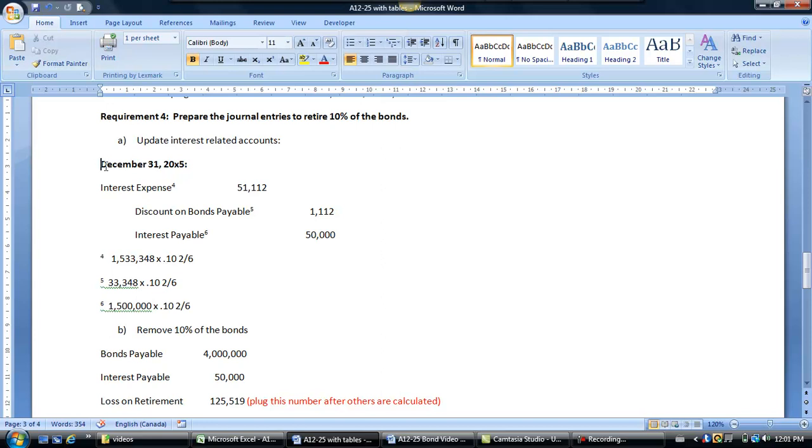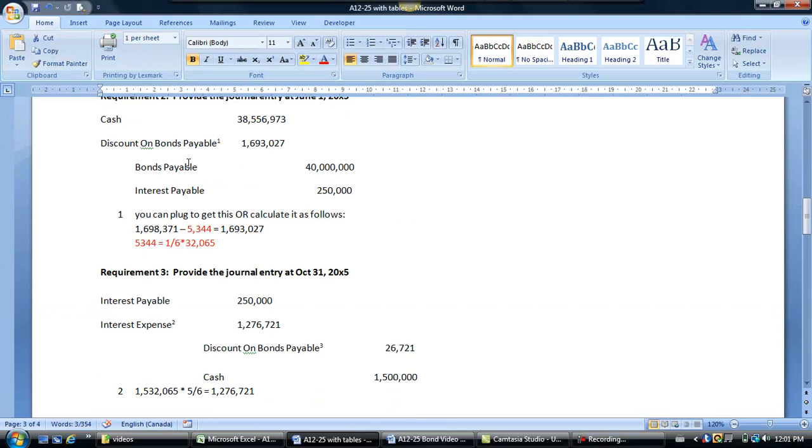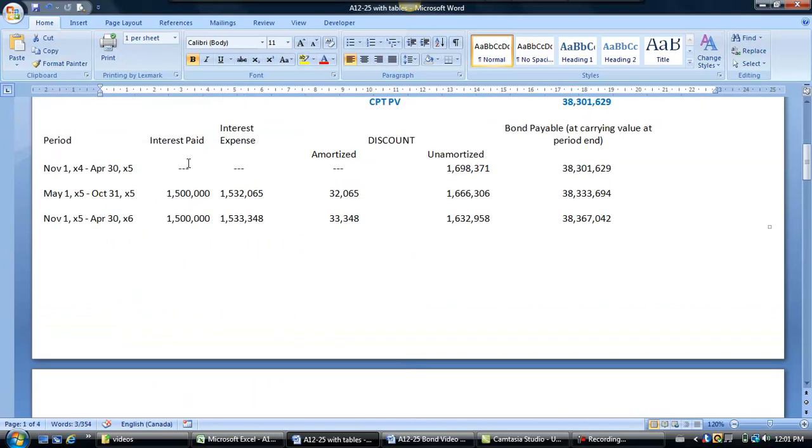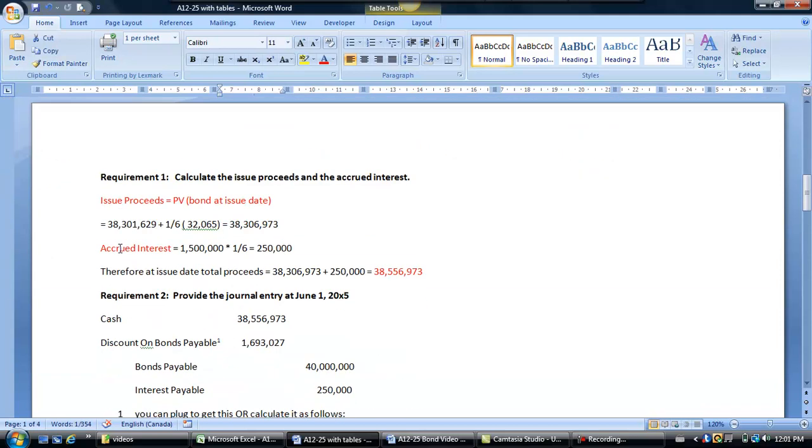Well, don't forget, December 31st now falls within which period? If you go back to your table, October 31st falls in here. If I want to book interest expense, this is interest expense for all 40 million bonds for a full 6 months. I only want to book interest expense on the bonds that I'm retiring, so I only want 10% of this, and I don't want it for 6 months, I only want it for 2 months. Why? I want it for the months of November and December, because at December 31st the bonds are being retired.